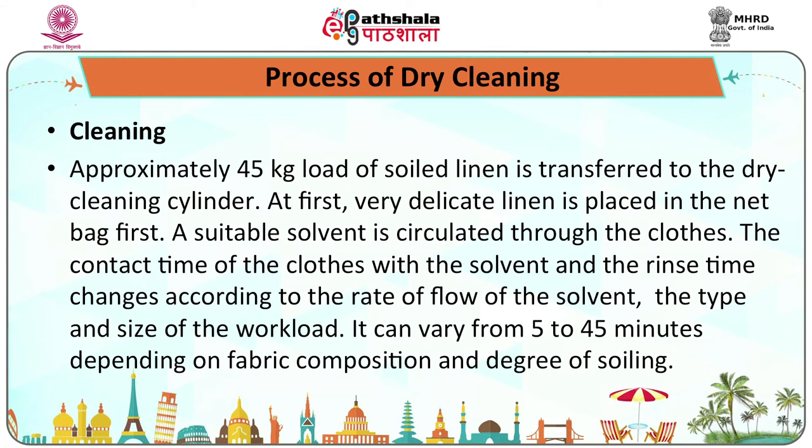Cleaning. Approximately 45 kg load of soiled linen is transferred to the dry cleaning cylinder. At first, very delicate linen is placed in the net bag. A suitable solvent is circulated through the clothes. The contact time of the clothes with the solvent and the rinse time changes according to the rate of the flow of the solvent, the type and the size of the workload as well. It can vary from 5 to 45 minutes depending on fabric composition and degree of soiling.